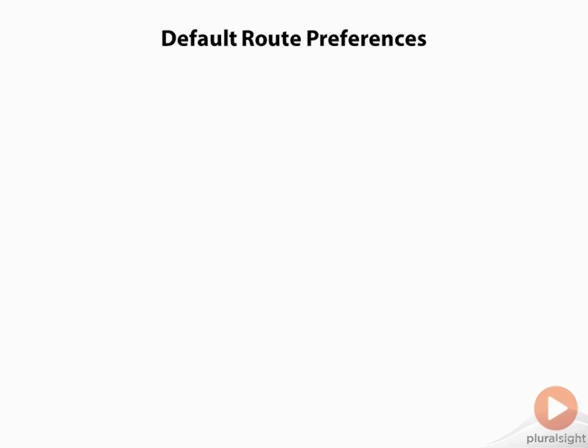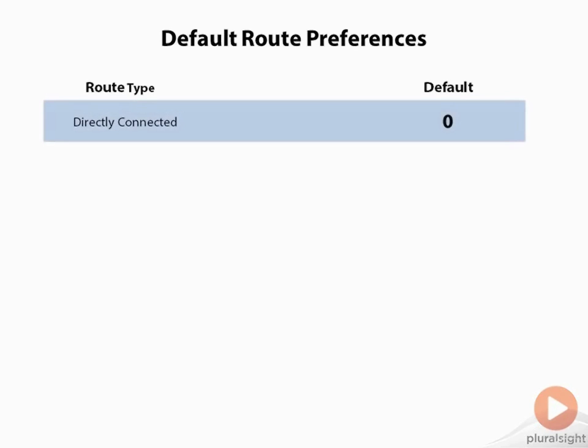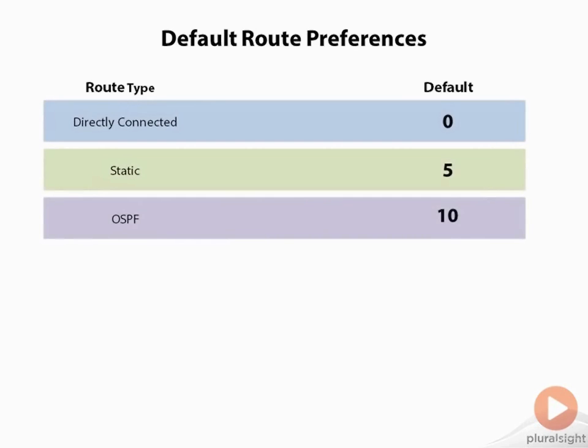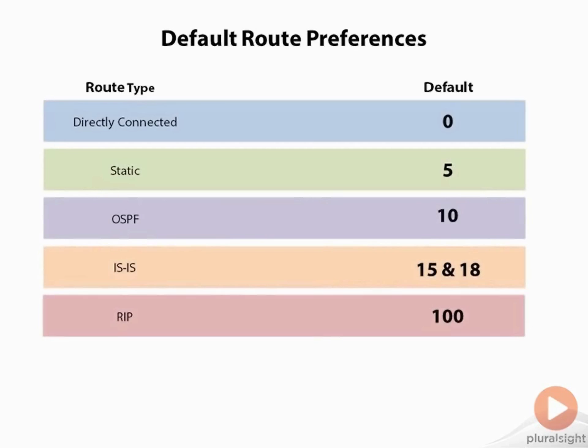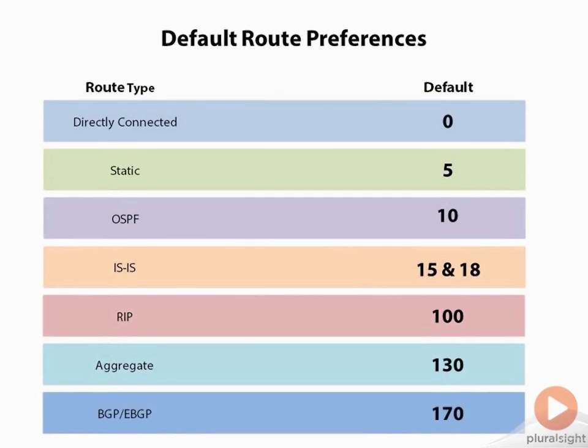Something you need to be familiar with when it comes to route preference is the default preferences of various types of routes. Directly connected networks and local routes have a default preference value of 0. Static routes are 5, and OSPF routes are 10. ISIS routes are 15 and 18, and RIP routes are 100. Aggregate routes are 130, and BGP or eBGP is 170.